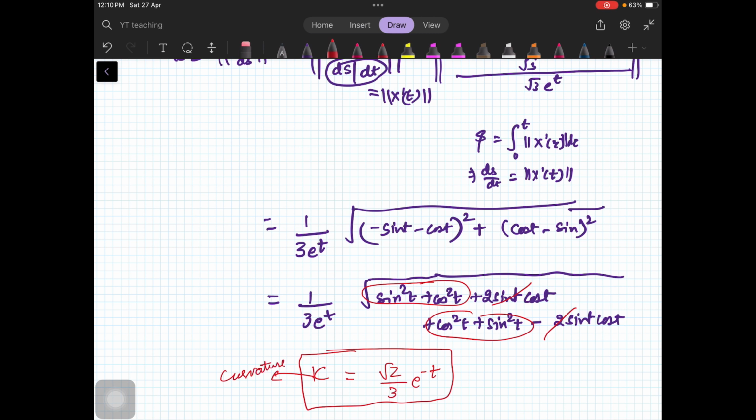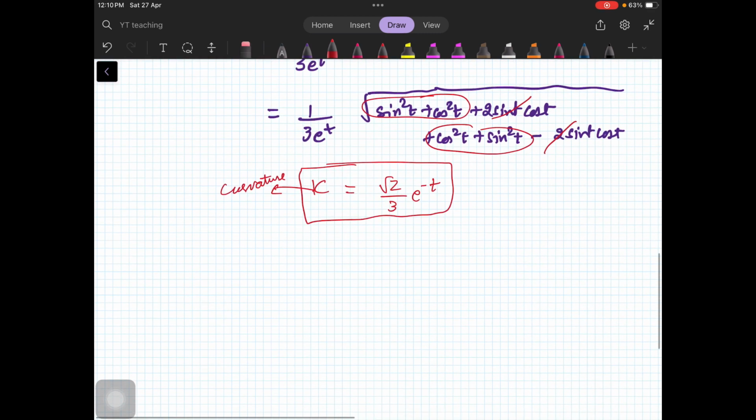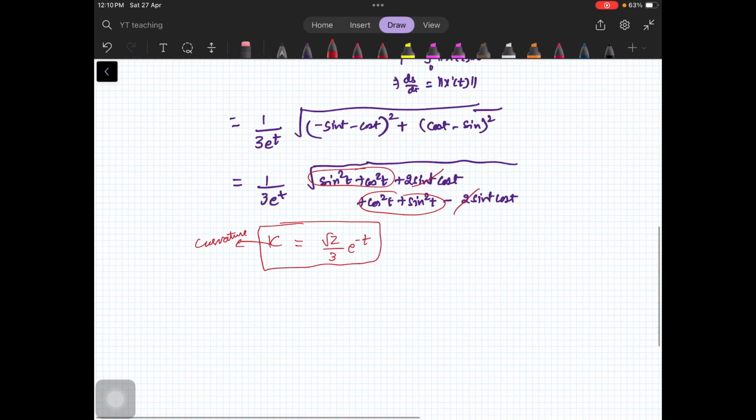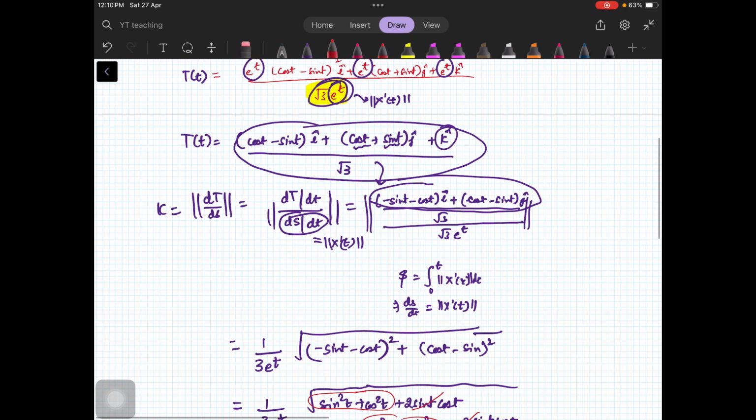And then we have to find the torsion. For that, we'll find our N vector first. Okay, so you have to find your N vector. The N vector was your T prime divided by the modulus of T prime. We just calculated T prime here, if you remember.